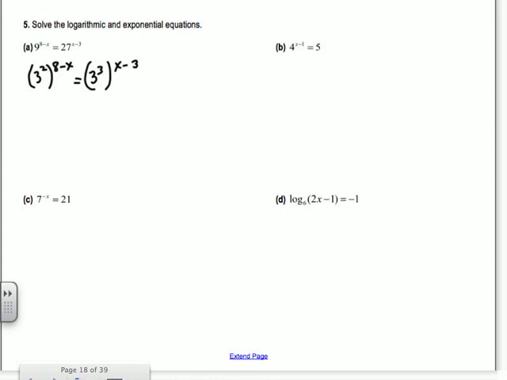So now they have the same base. They're 3 to something equals 3 to something. So it's going to be 3 to the 16 minus 2x, so multiply your exponents, equals 3 to the 3x minus 9. So now that we have that, if you have 3 to some number equals 3 to another number, those two numbers have to be equal. So you can now say 16 minus 2x equals 3x minus 9, and we solve. You should get x equals 5.